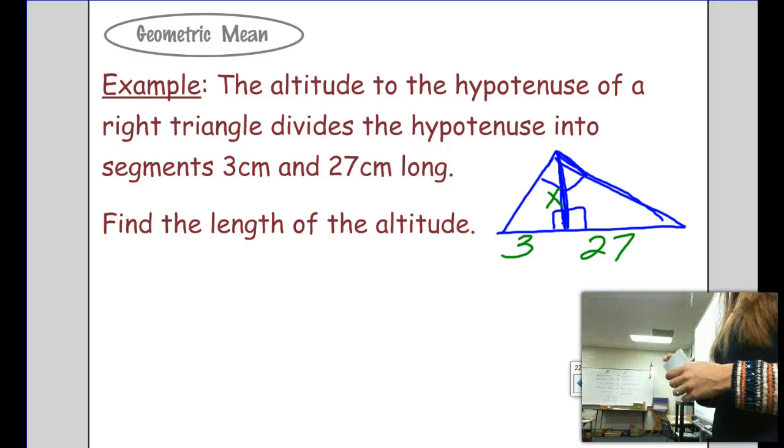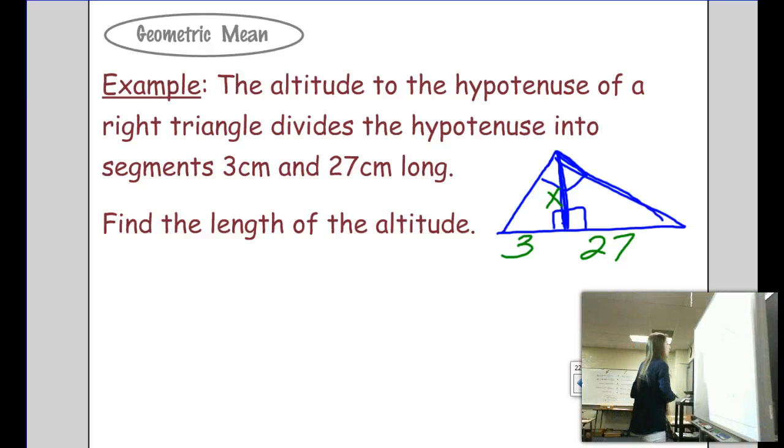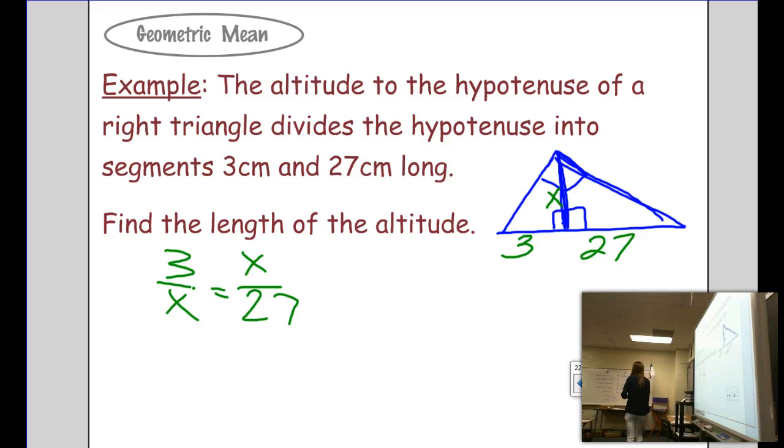Oh, this one's the easy one. Remember this one? This is the first one you learned. So you use the first proportion. You're looking for an altitude, so use the proportion that has the word altitude in it. Jeanette, tell me what to write. You know it's something over x equals x over something. That's all there is to it. 3 over x equals x over 27.